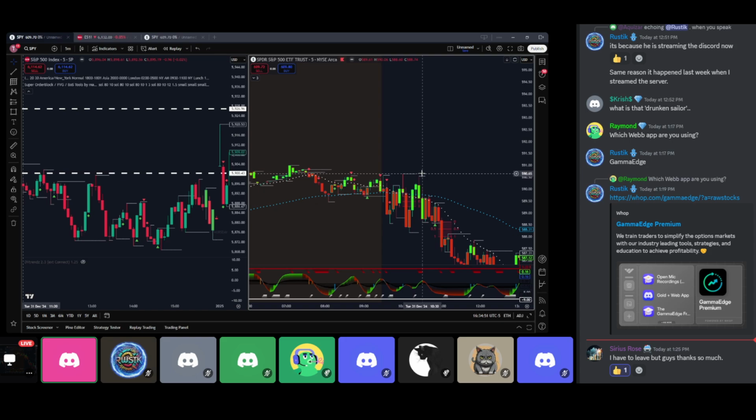So if you're looking for a level that we will push into, we always push into those really significant areas and then see if we make a reversal. That's pretty simple. I don't think it's too crazy.